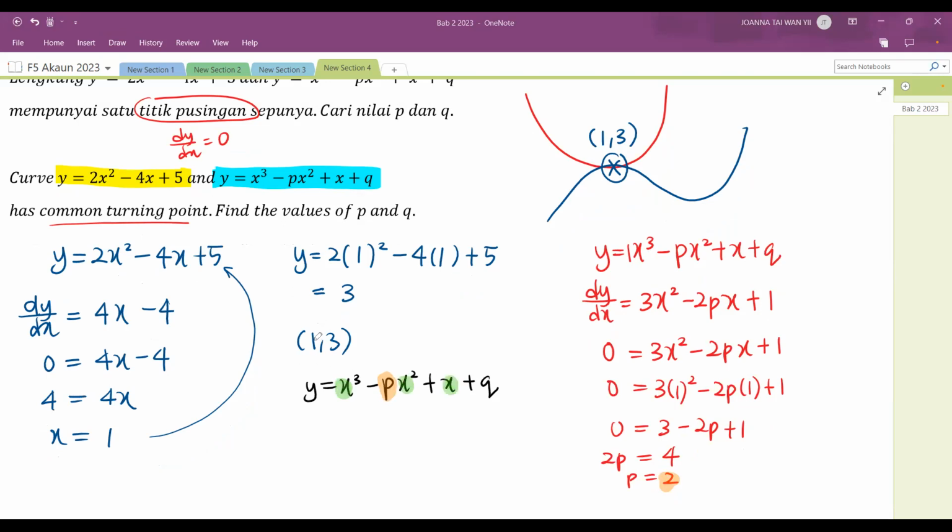X I put 1. And then, Y ganti dengan 3, betul. Y is 3. Then, you can find Q ready lo. Y 3, X 1, P 2, X 1, X 1. Okay, boleh cari Q tak? Boleh kan? 3, yes. Because this one you get 0. Ini kosong. So, 0 plus Q is 3, Q is 3.